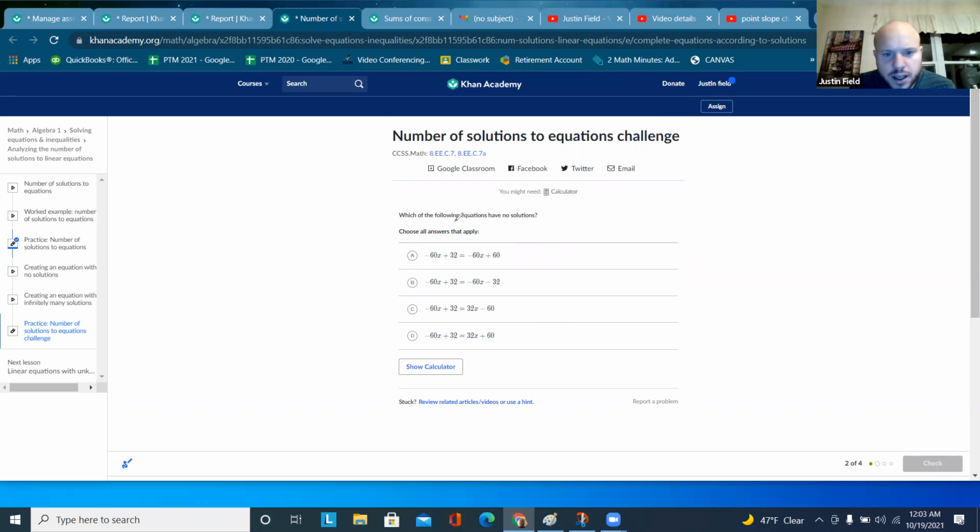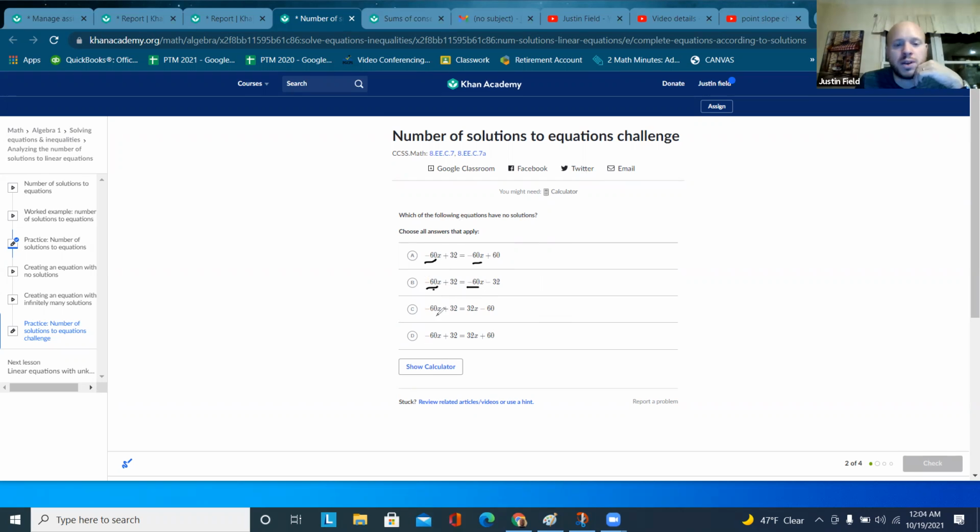Okay, looking at the coefficients. Uh-oh. When they're different, there's one solution, but now so far in A and B, they're both the same. Okay, see, they're different, so that's one solution. Different, one solution. It's much easier this way.